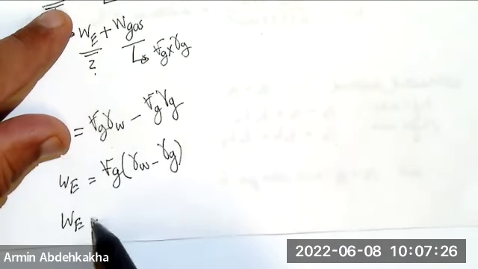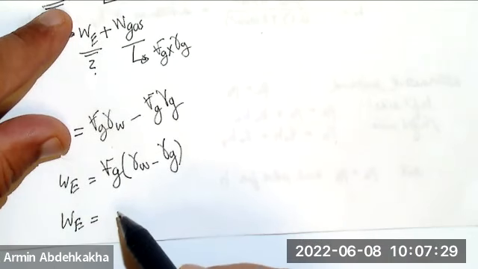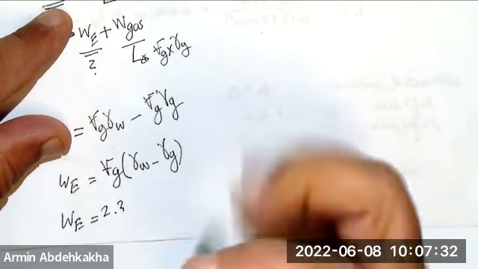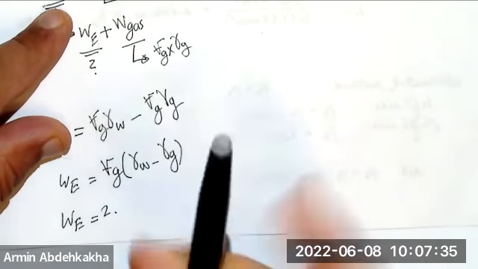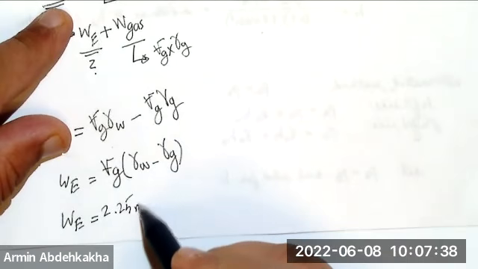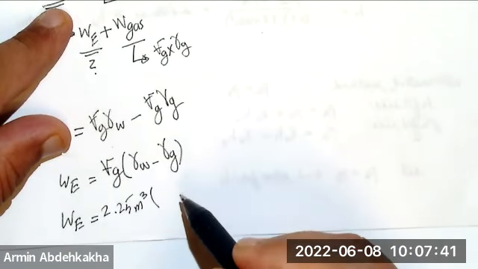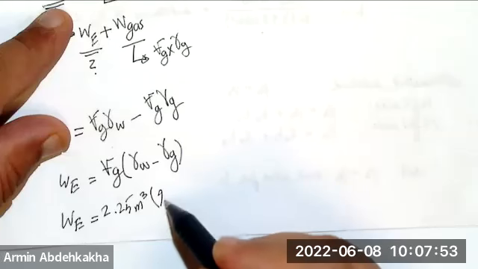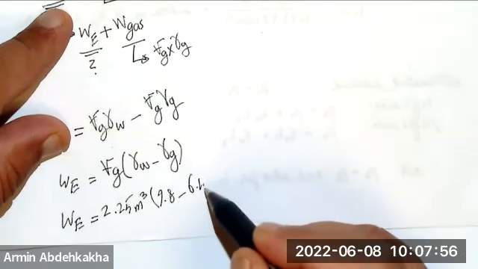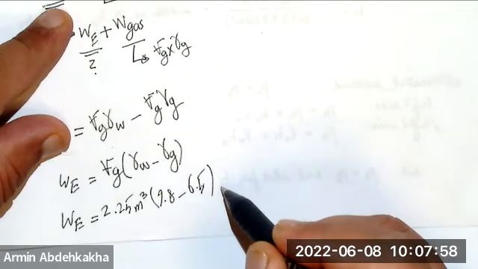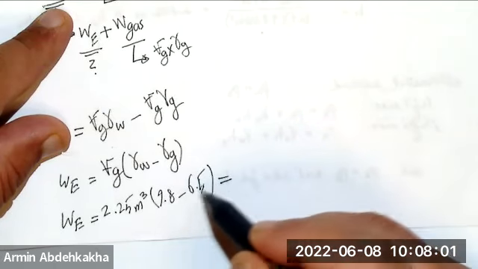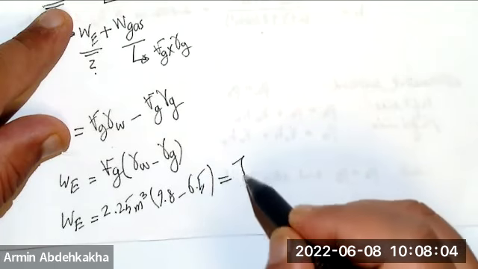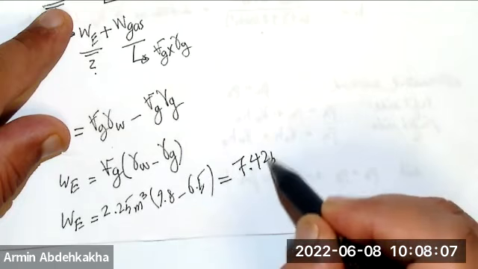W of the empty space is the volume of the gasoline, which is 2.25 meter cube times 9.8 minus 6.5, is equal to 0.425.